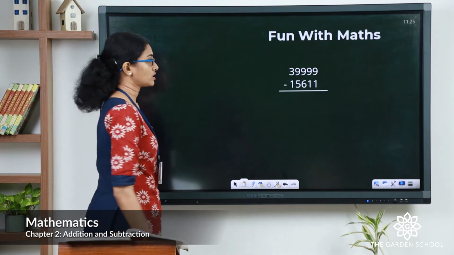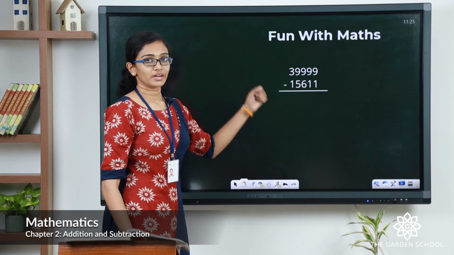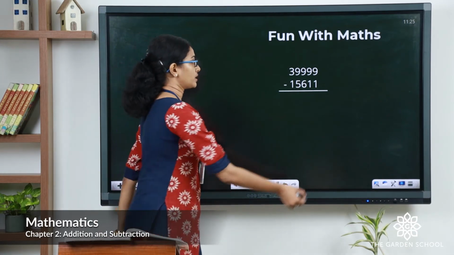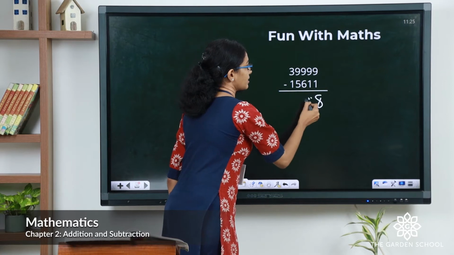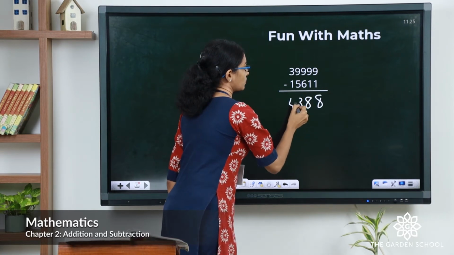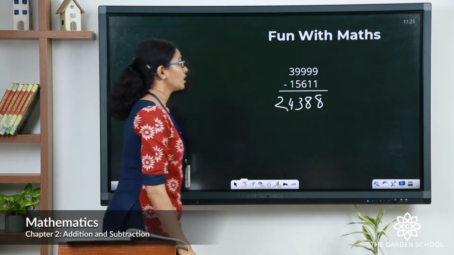Now let's do the subtraction. Now we can easily do the subtraction without any regrouping. 9 minus 1, 8. 9 minus 1, 8. 3, 4, 2.